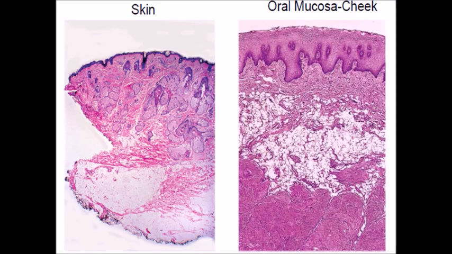You can see the difference. This is the oral mucosa from the cheek: the epithelium, the lamina propria, the submucosa, and the muscle of the cheeks is the buccinator. On the skin, you can see here the hair follicles, the sebaceous glands. Here are the hair shafts.